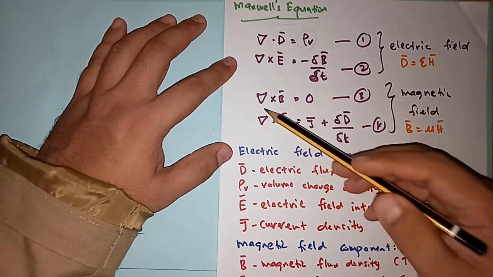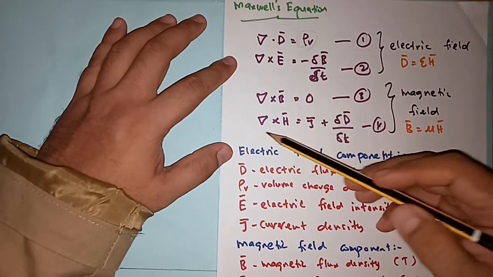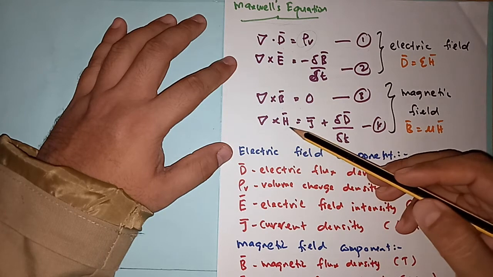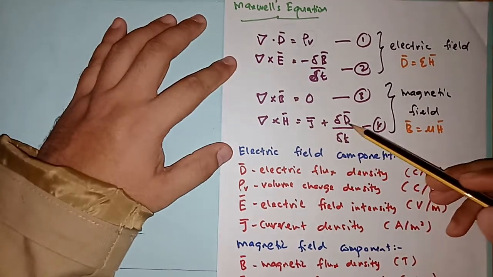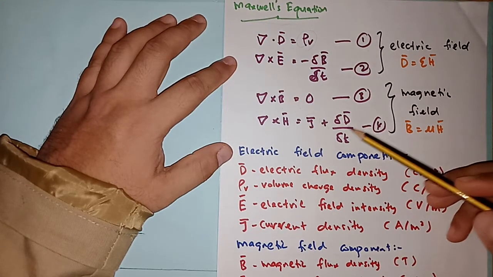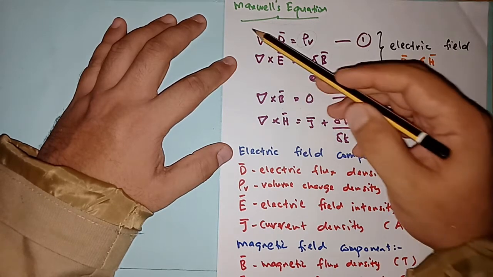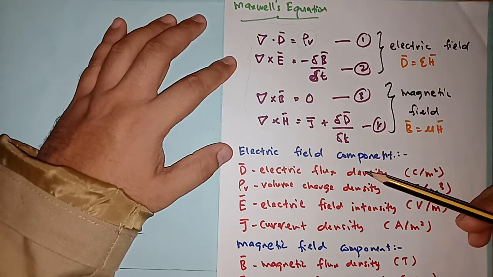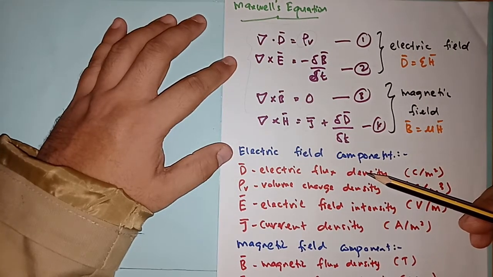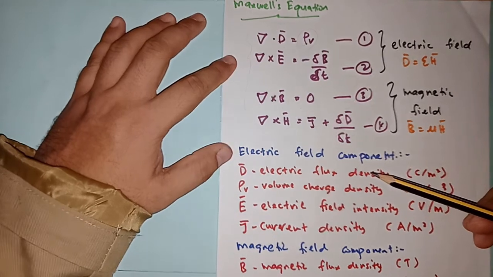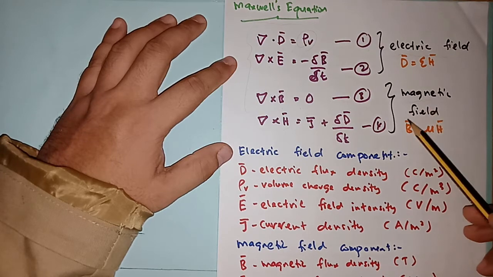The third equation is del dot vector B equals 0. And the last equation is del cross vector H equals vector J plus delta vector D divided by delta T. All these equations consist of the components in an electromagnetic field, as we have learned before. So an electromagnetic field consists of an electric field as well as a magnetic field.